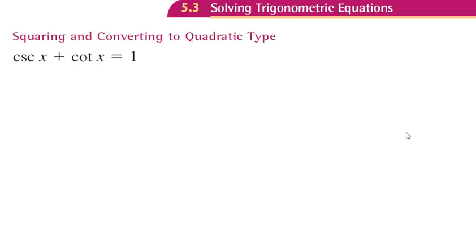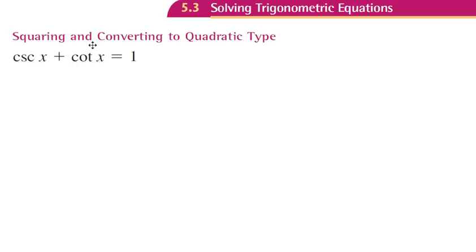I'm going to go ahead and try solving this one right here: cosecant x plus cotangent x equals 1. Now, last example, I had us square both sides. Even though this seems to fall in that same category, it actually would not be beneficial if we squared both sides.